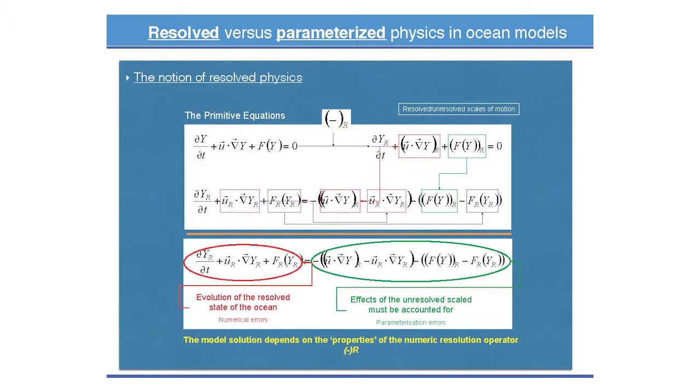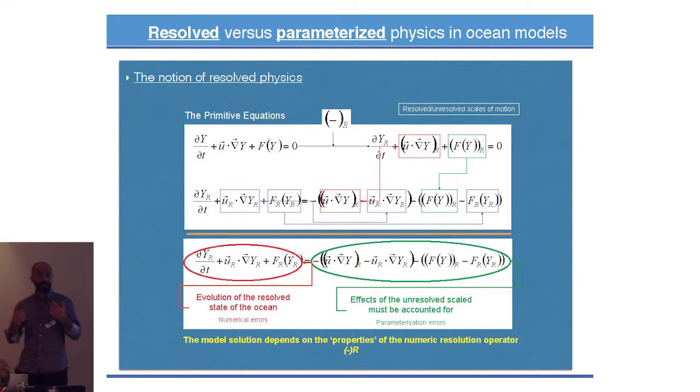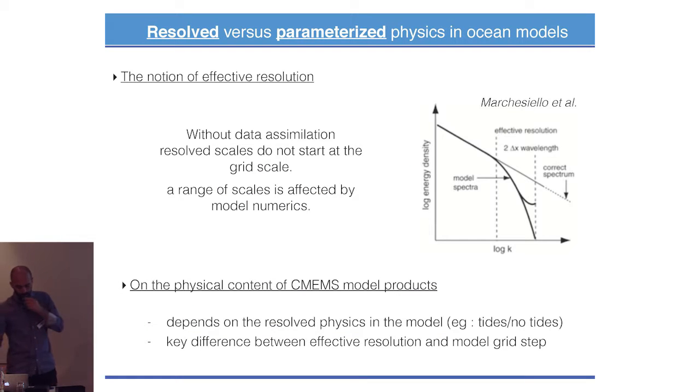So basically the baseline here is that if you want to specify the evolution of the resolved state of the ocean, you need to take into account the effect of the unresolved state of the ocean, what you don't see, what you don't know. So fundamentally there's the question of how you close your problem here. So resolved and unresolved scales. That's notion number one.